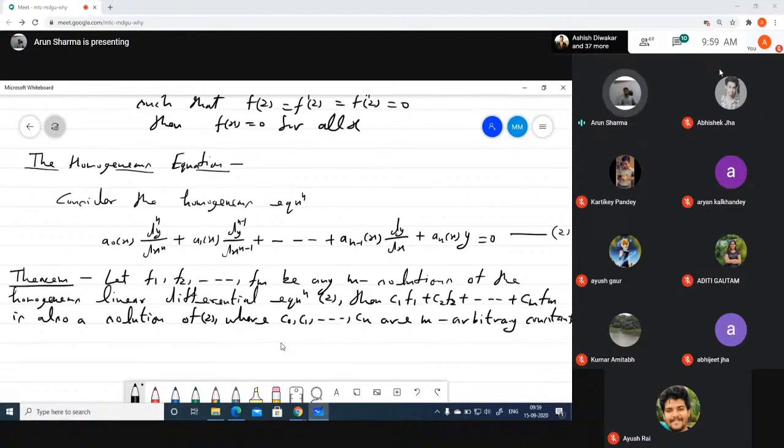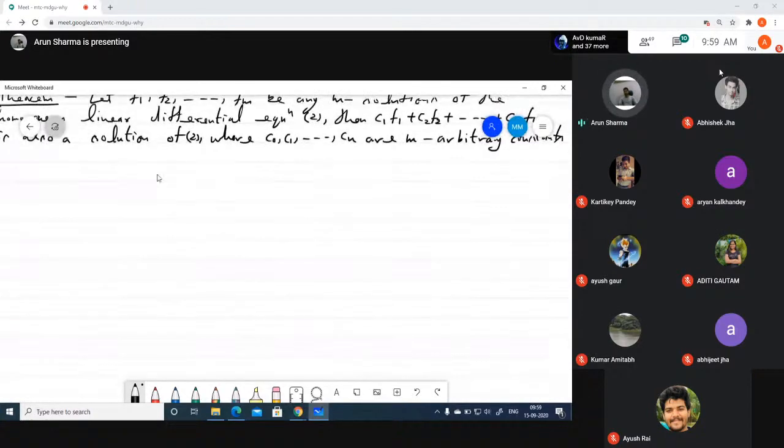So basically what I am trying to say is, we take this example, d2y upon dx2 plus y equals to 0. So if you see y equal to sin x satisfies this equation, and y equal to sin x is a solution. y equal to sin x is one solution of this equation.